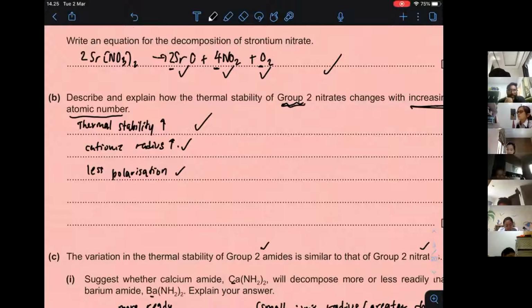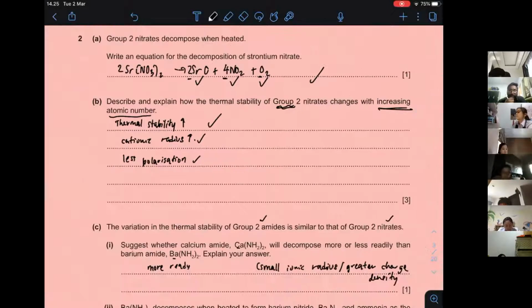It's going to be more stable. So it means it's difficult to break the bonds between the nitrates. So please utilize everything over here. I think the same thing that we always use here is the cationic radius.